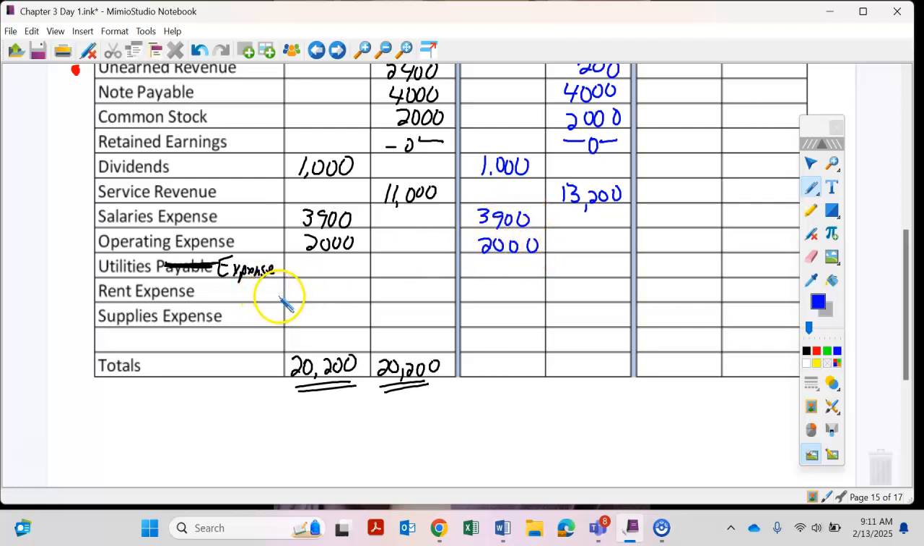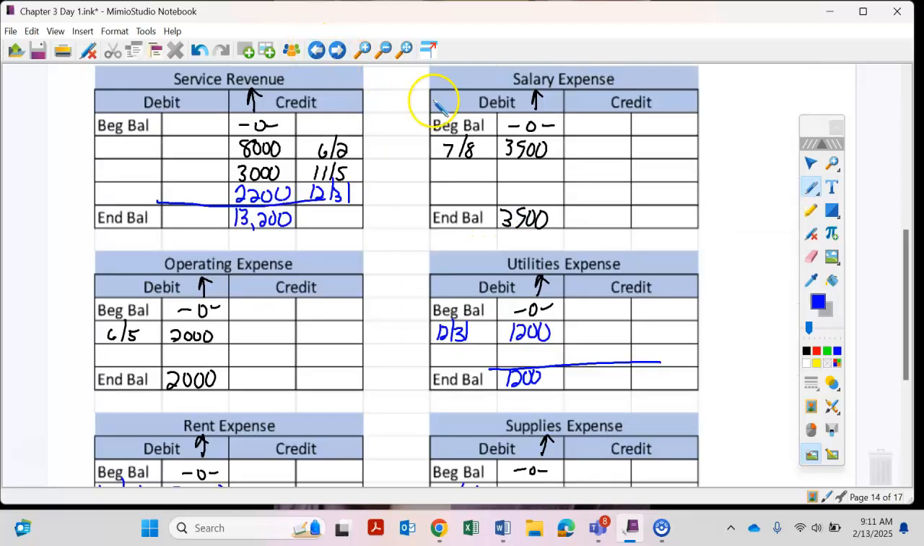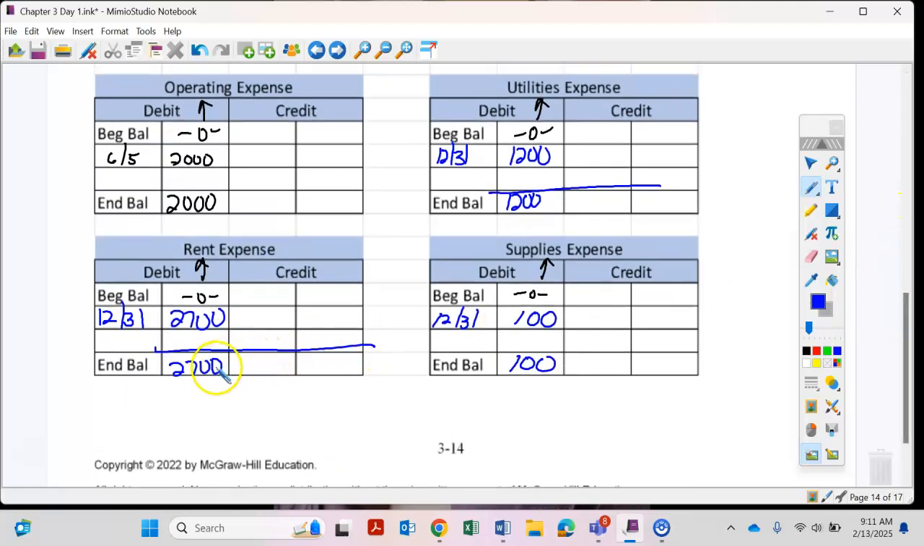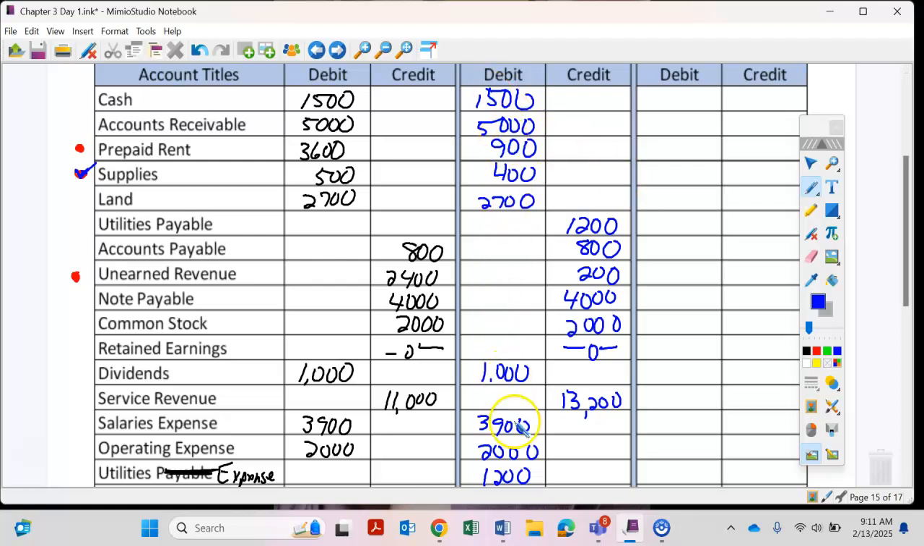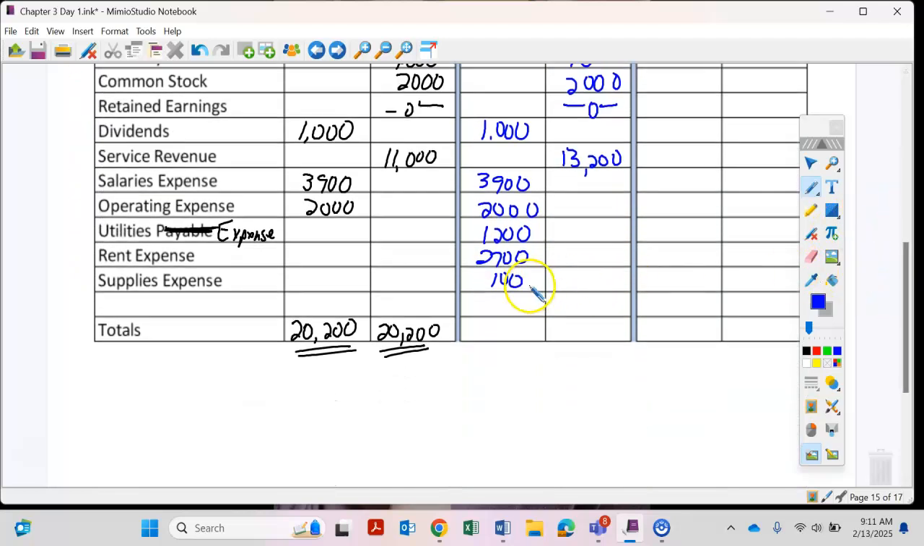And then now utility expense, $1,200. And then the last two, rent and supplies, ending 27 and 100. So I want the very ending balances. And we're going to draw our line again, and I'm going to add up all the debit column. So everything in the debit column is $21,400, and I add up the whole credit column, and you should also get 21,400.